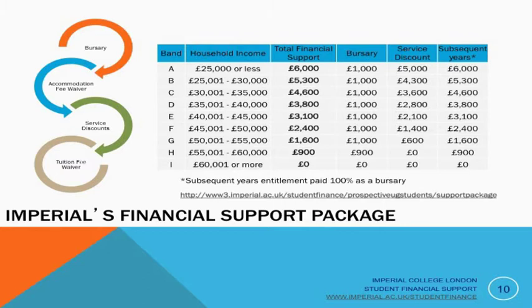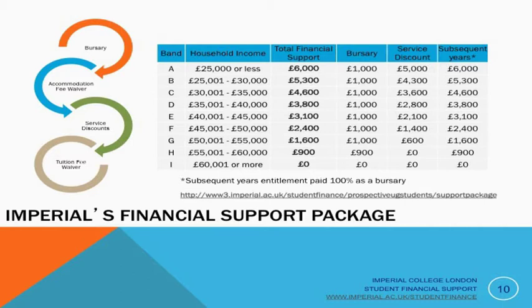So the Imperial College financial support package is shown here. We have various bands. So again, as you can see, it depends on where that falls with your income. If we take the lowest as an example to start with, if your income is lower than £25,000, you would get the full package of £6,000. In your first year, that would be paid as a £1,000 cash bursary and a £5,000 service discount.